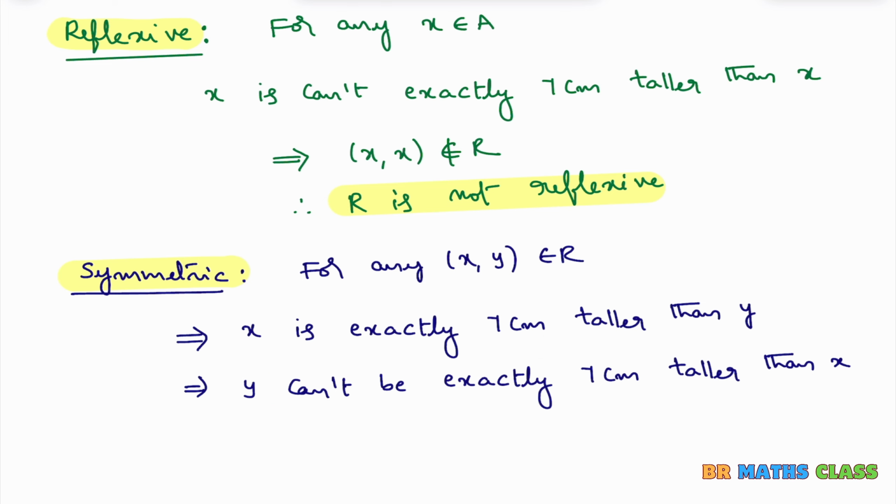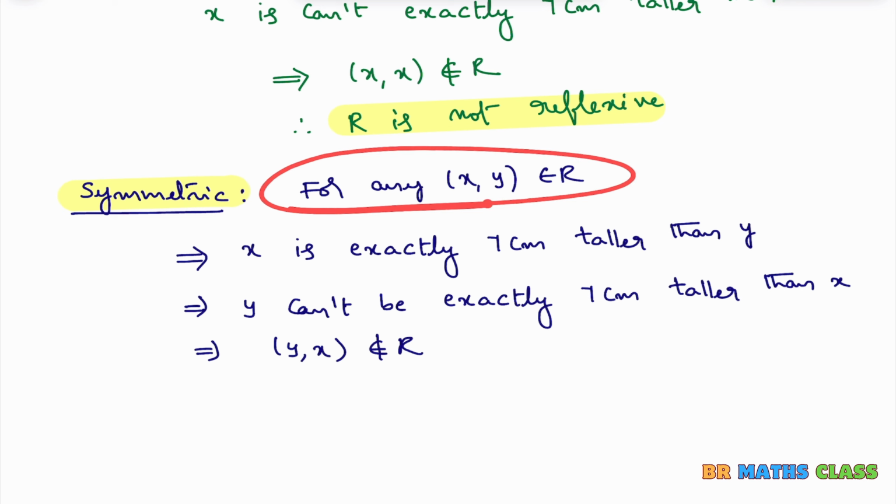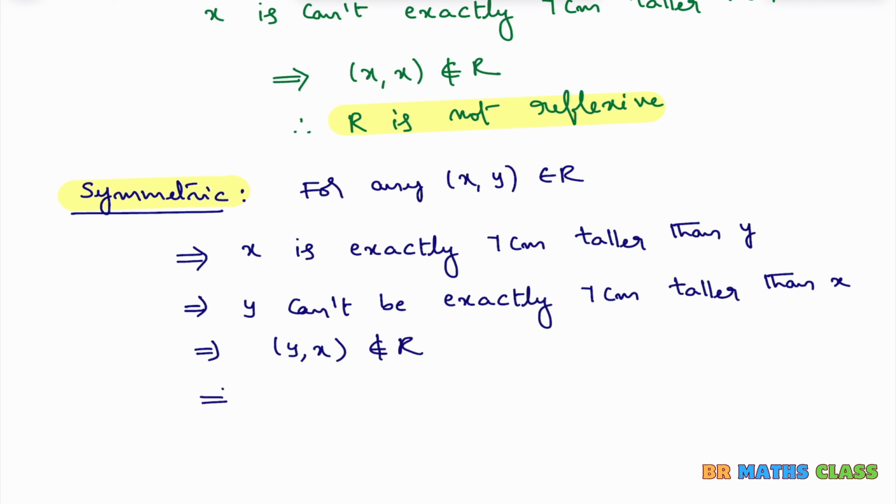From this, I can write that the ordered pair (y, x) does not belong to the relation. So, as per the definition, for every (x, y) belonging to R, (y, x) should also belong to R. Here, (y, x) does not belong to R. So, I can write that the relation R is not symmetric. So, this relation is not symmetric.